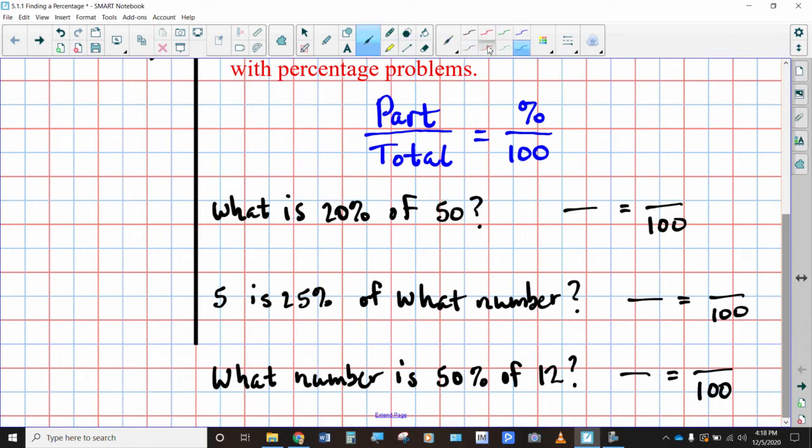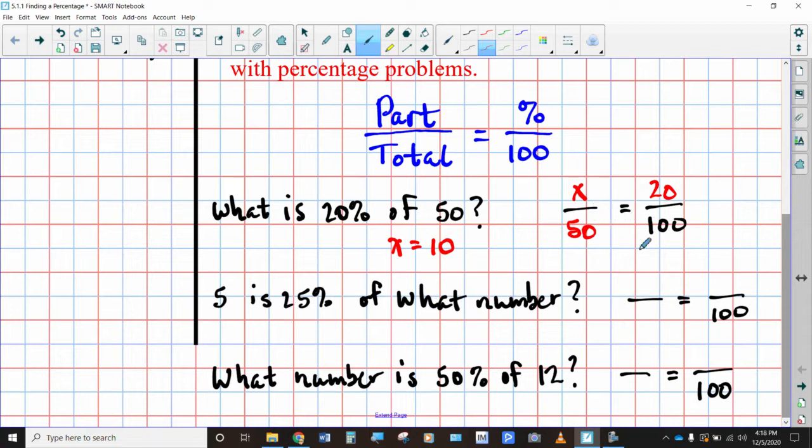Okay, so let's take a look at this situation where it says, what is 20% of 50? They've given us the percent, so we will write that above the 100 because 20% means 20 out of 100. And it's out of 50, so the 50 is the total, which means we're going to try and solve for x. Using proportional reasoning, 50 times 2 is 100, so 100 divided by 2 is 50. We're going to take 20 and divide it by 2 to give us x, which means x has to be equal to 10.